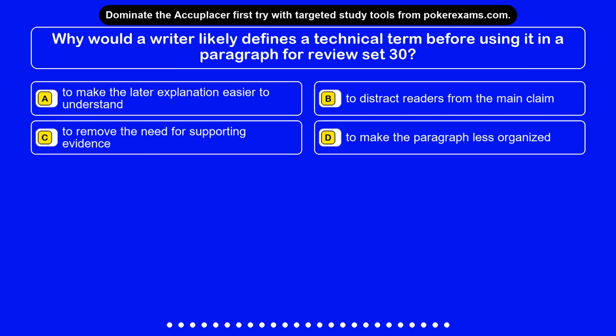Question 16. Why would a writer likely define a technical term before using it in a paragraph for review set 30? Option A. To make the later explanation easier to understand. Option B. To distract readers from the main claim. Option C. To remove the need for supporting evidence. Option D. To make the paragraph less organized.